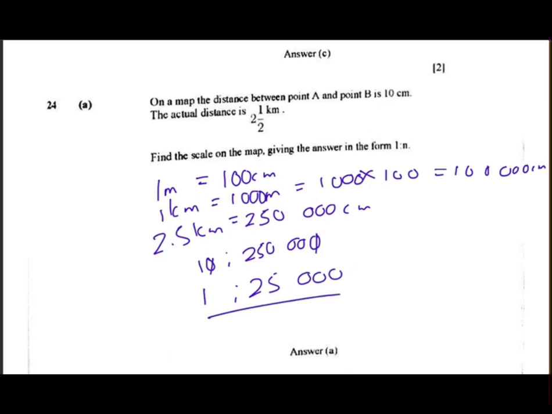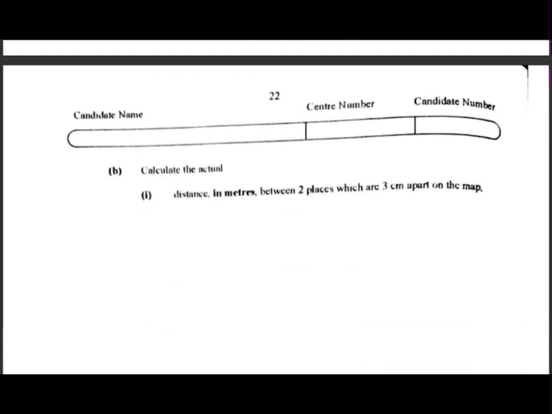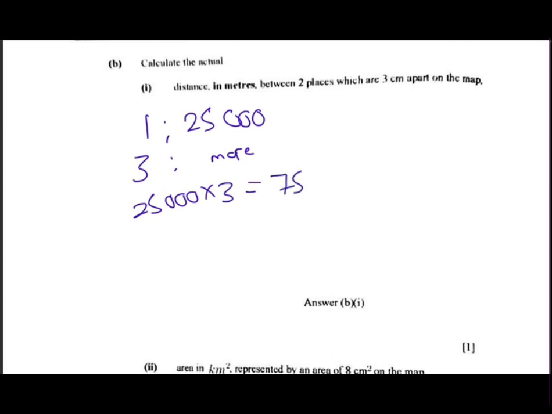The next part reads, calculate the actual distance in meters between two places which are 3 centimeters apart on the map. So we've been given that 1 centimeter is equal to 25,000, but we've also been given that if the places are 3 centimeters apart on the map, then it must mean that they need to be multiplied by 25,000. Therefore, it is 25,000 times 3, giving us 75,000 centimeters.